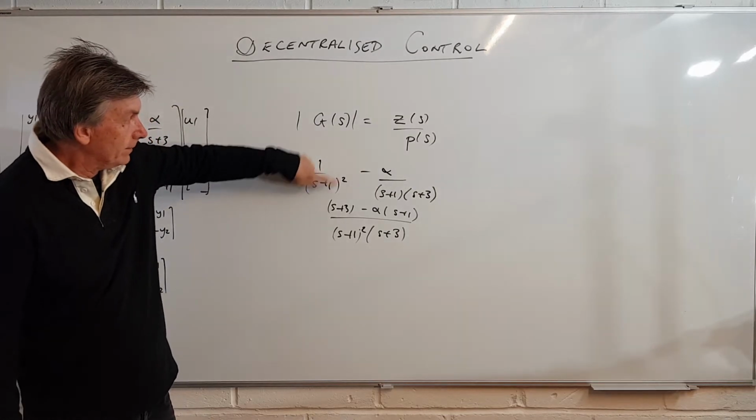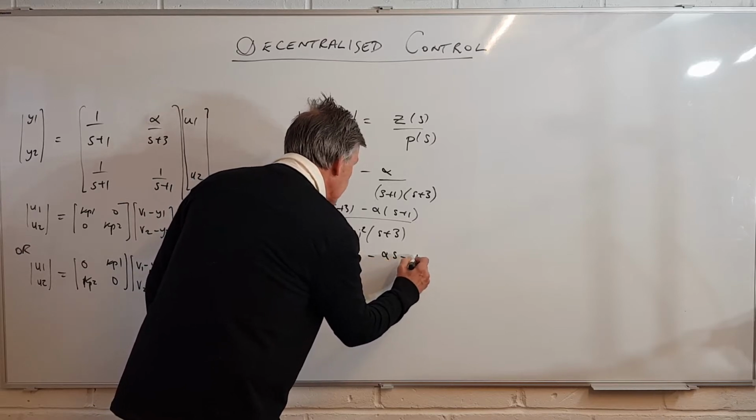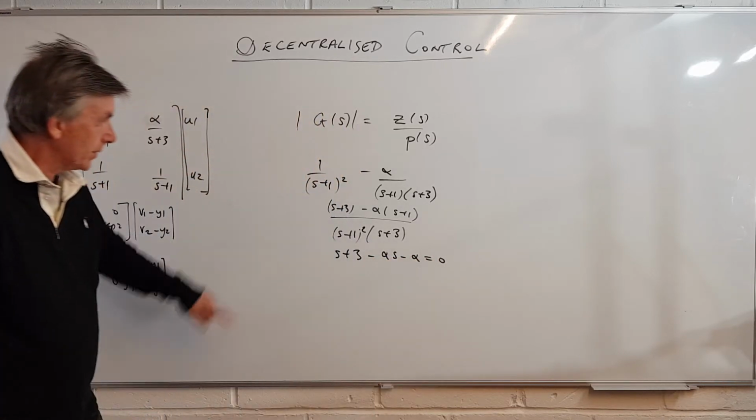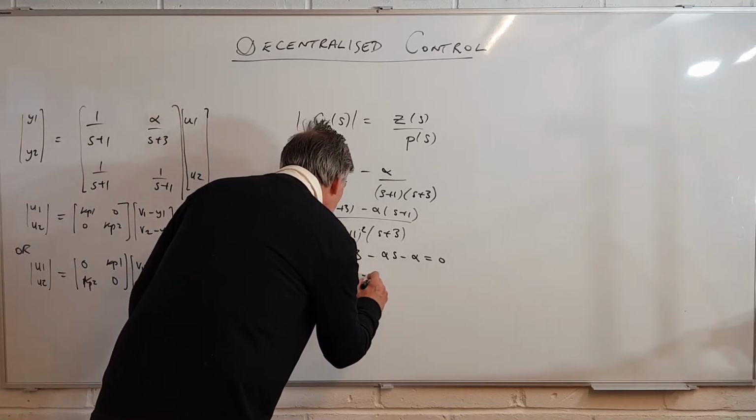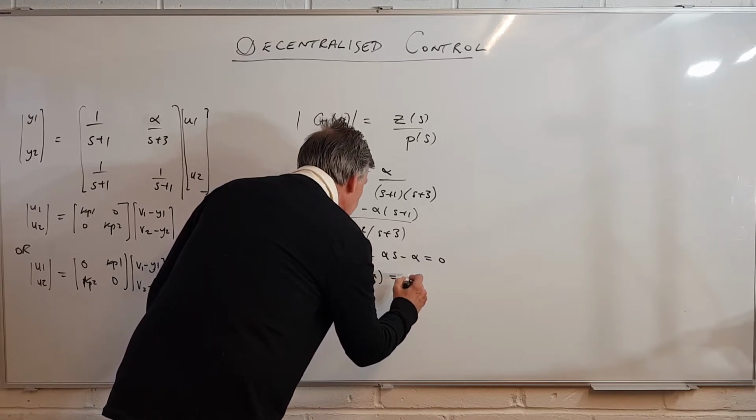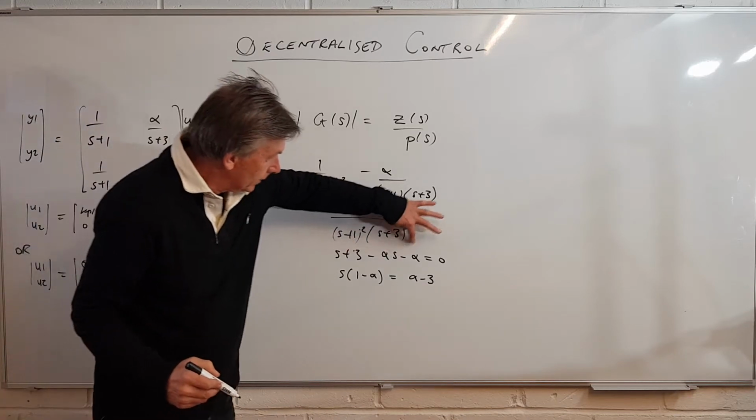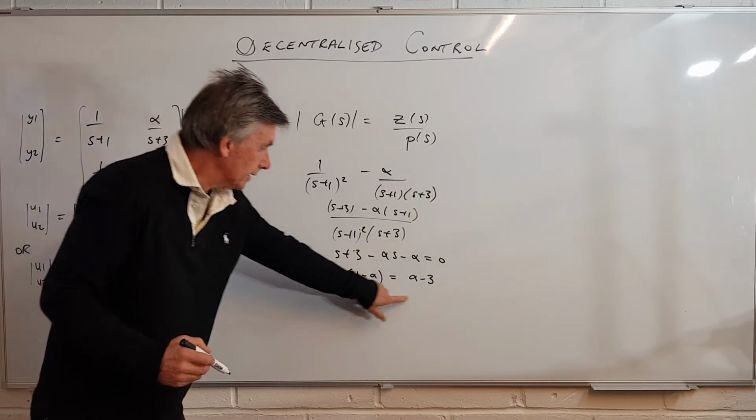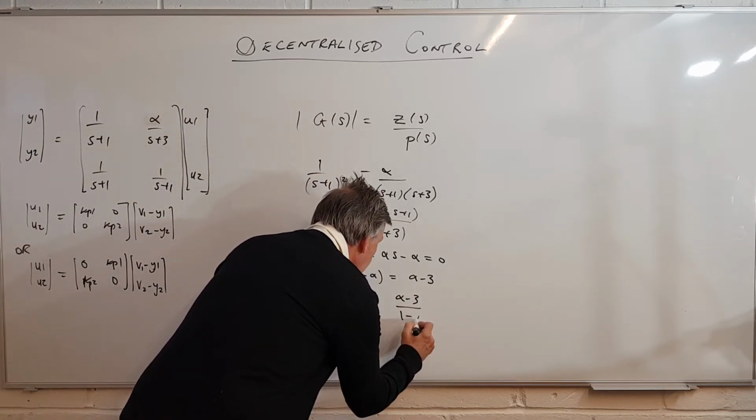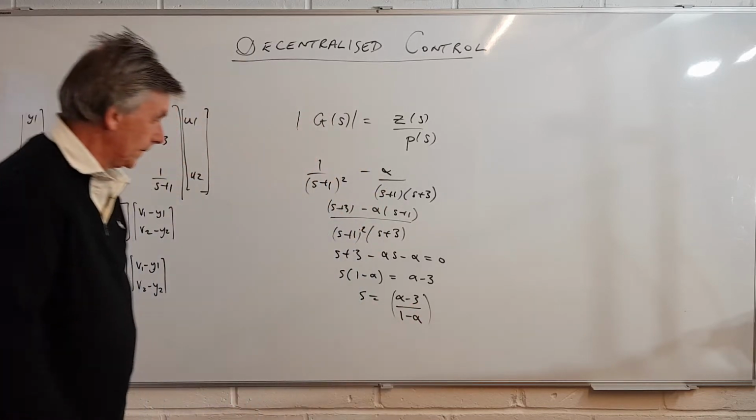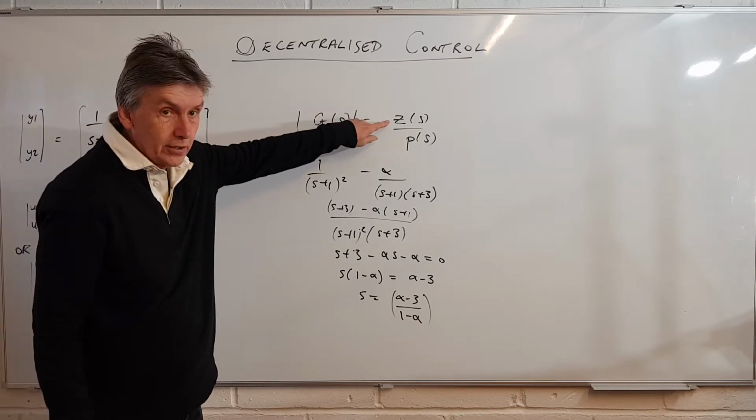So we can take this expression now and rewrite it as s + 3 - alpha s - alpha = 0. There's our expression now for zeros. We can rearrange this as s(1 - alpha) = alpha - 3 by taking that and that onto the other side. We can then take this underneath here, which gives an expression that s is (alpha - 3) over (1 - alpha). So now as we vary alpha, we can have different zero locations.